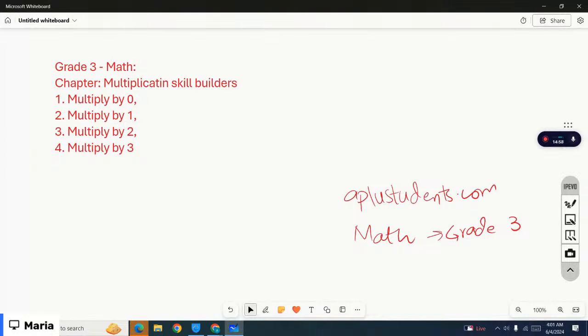We're going to start with the chapter multiplication skill builders. The lessons we're going to cover today are multiply by 0, multiply by 1, multiply by 2, and multiply by 3. So please make sure you have your notebook and pencil so that you can note down the important examples and definitions as well.